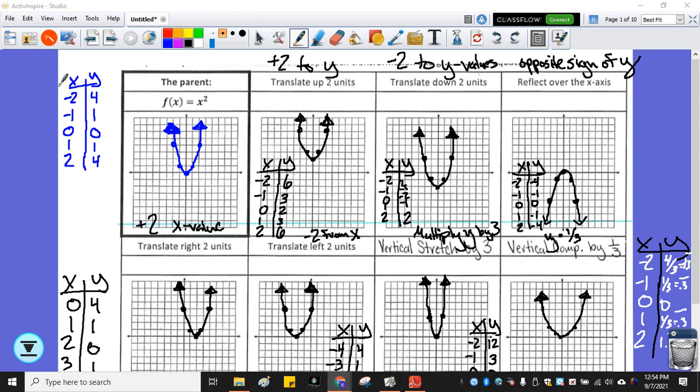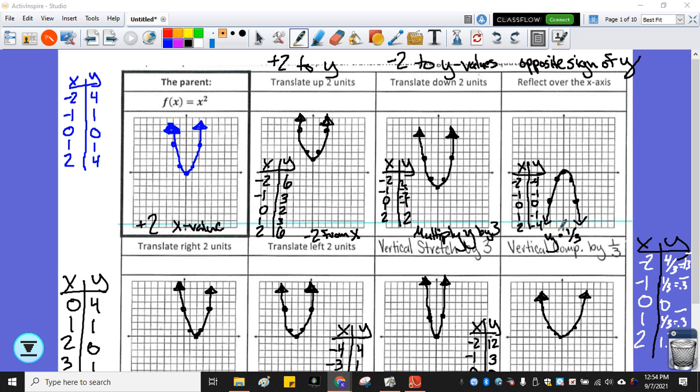Quadratic: -2, -1, 0, 1, and 2. Make sure when you put it in the calculator, you get 4, 1, 0, 1, 4. Up 2, you add 2 to the y values. Down 2, you subtract 2 from the y values. When you reflect it over the x-axis, you use the opposite sign of your y values.